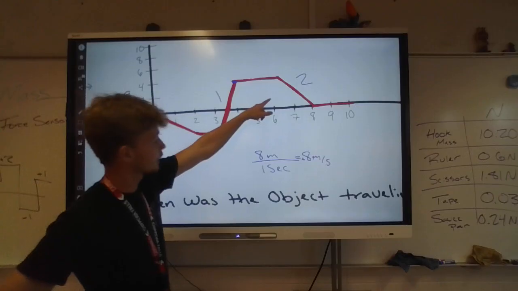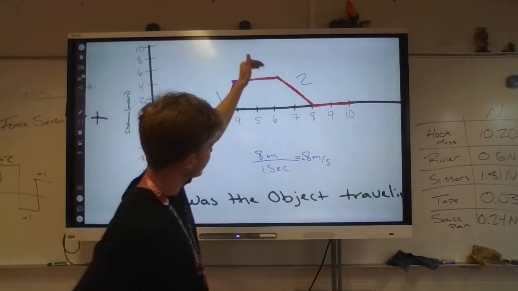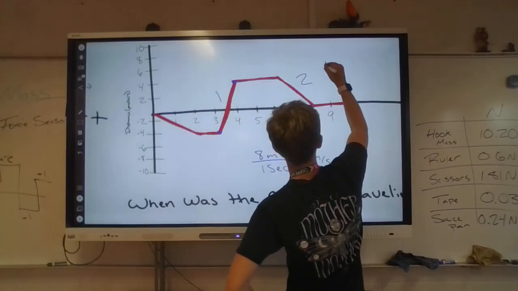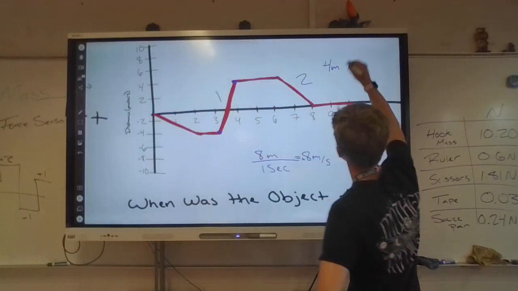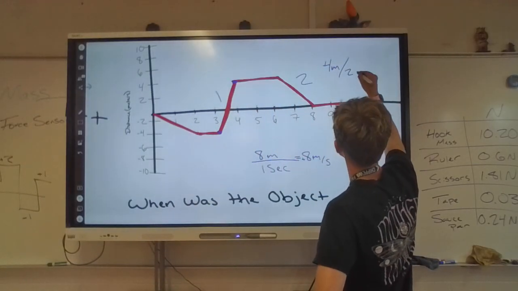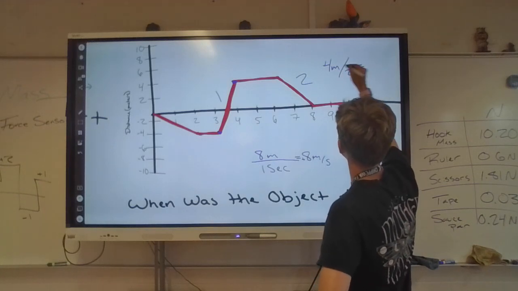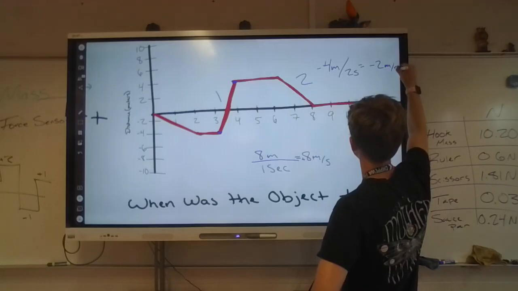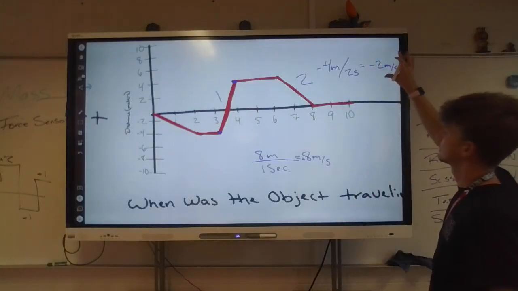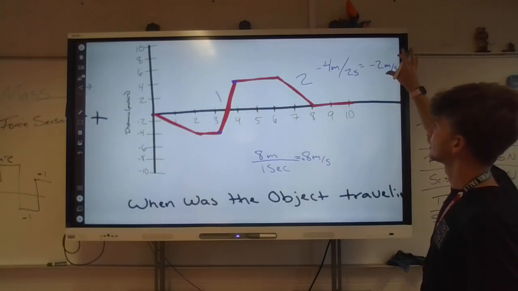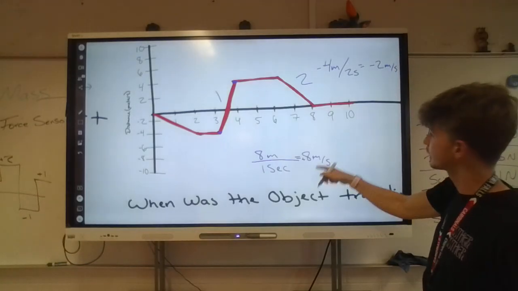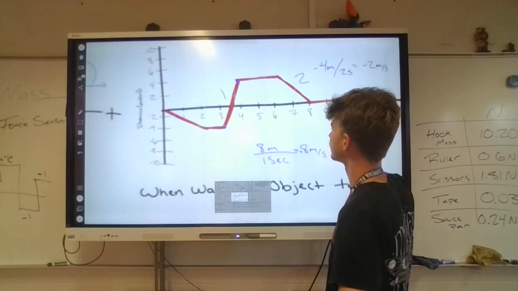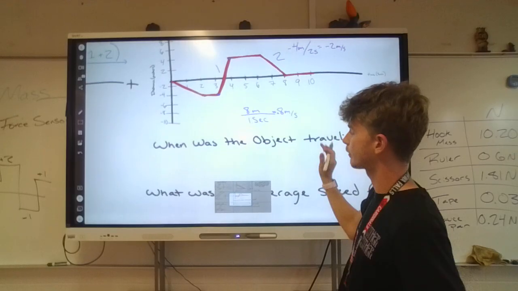Now this object over here in region 2, it was traveling backwards. It was at the 4 meter spot. Within, what was that, 2 seconds? It traveled -4 meters and went backwards, and so has a slope of -2 meters per second. Okay, since this has a very small number for a slope compared to this, 2 is smaller than 8. That means region 1 had the steepest and or fastest traveling time.